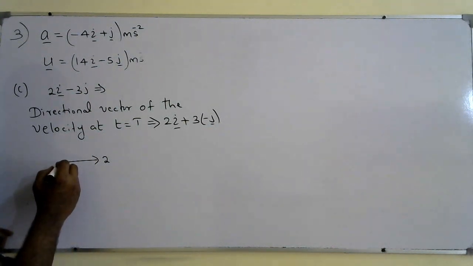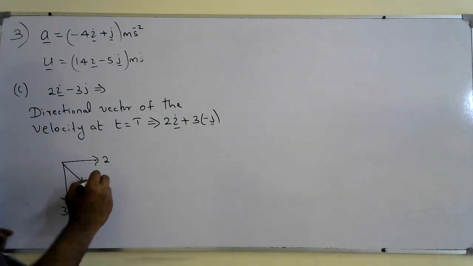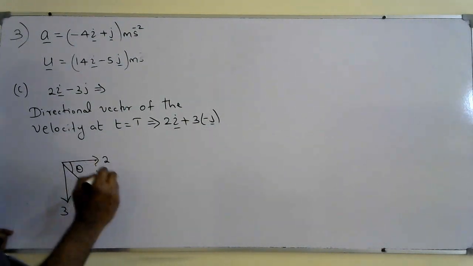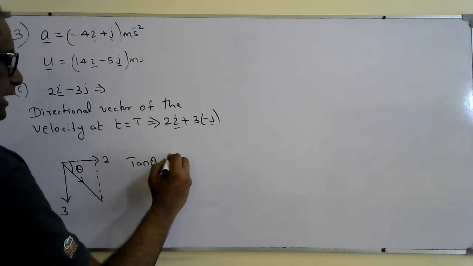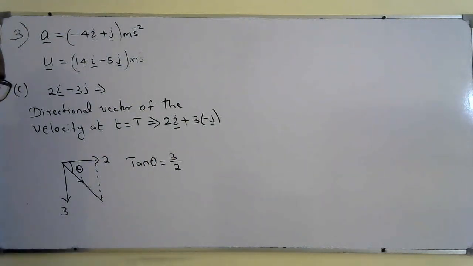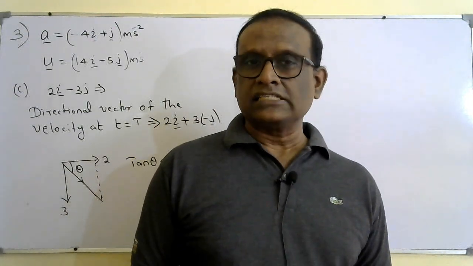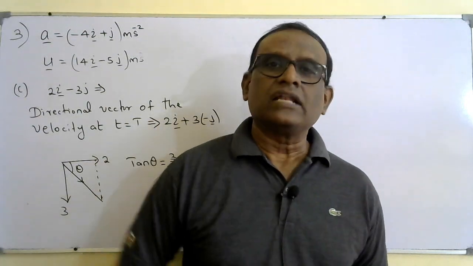So the actual direction is along this way. This is the actual directional vector. If I consider this as the actual directional vector and take this angle theta, tan theta is equal to 3 by 2. So how to handle this type of question? The directional vector of the motion, that is the directional vector of the velocity, is given, right? I can find the angle by using a calculator.